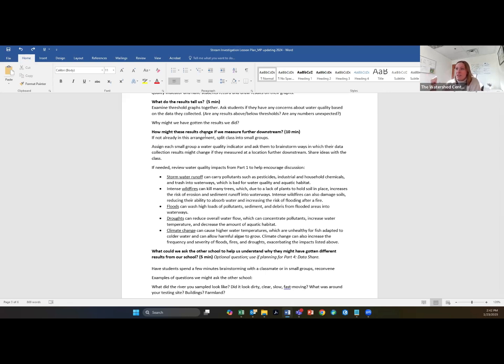So a lot of students will say, I think that there will be more acidic water because there's more pollutants, or more nitrate, because the pollutants are more likely to get into the water as it goes downstream for longer periods of time. And so this is another moment to remind students of what their hypotheses were from the hypothesis worksheet during the data collection day.